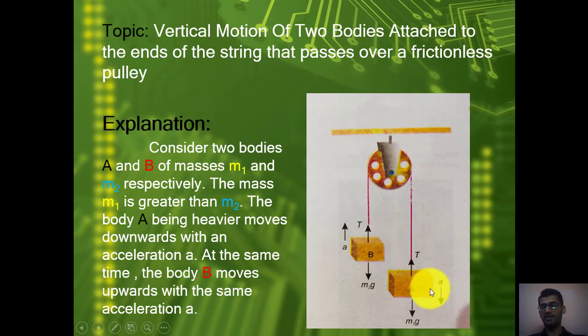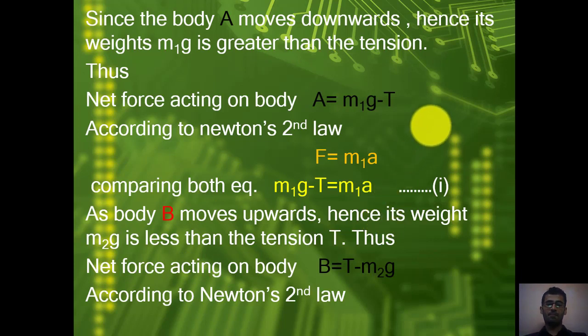We can see that the weights of the objects, that is W1 and W2, act in the downward direction, and the tension in the string is in the upward direction. Net force acting on the object A can be calculated as we have seen in the diagram: the weight of the object A, that is W1 equal to m1g, is greater than the tension in the string, as the object was moving downwards. So we consider that weight is larger than the tension.